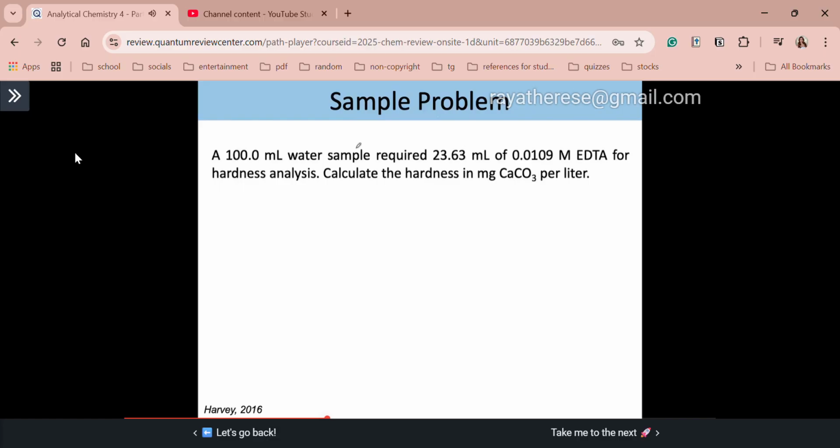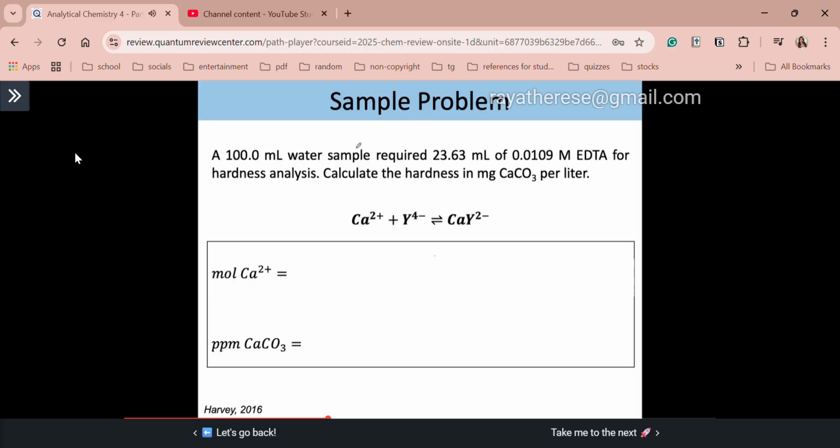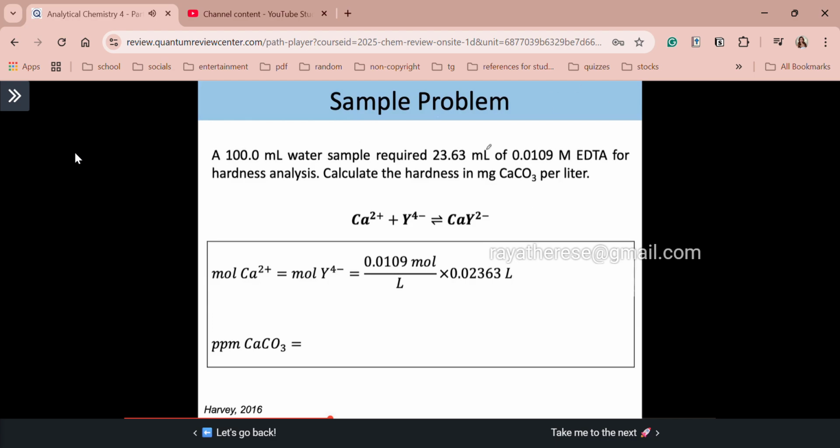So class, ang molar mass na 100 lang. So ma'am, 1:1 ha? Yes, 1:1. So calcium reacting with EDTA in a 1:1 manner. Class, ang amount ng calcium ay equal sa amount ng EDTA. So we just multiply the molar and the volume. So cancel. Yan na yun. And then i-express na lang class into milligram calcium carbonate.